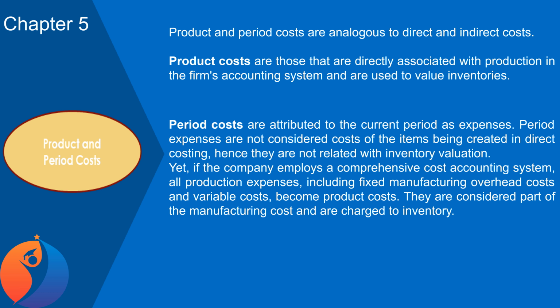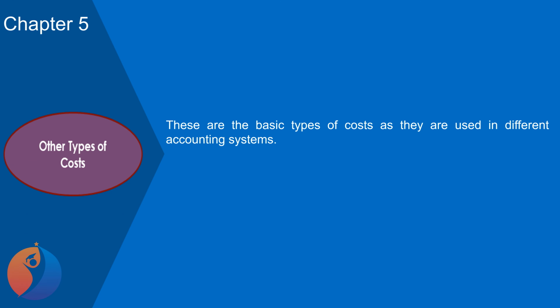Period expenses are not considered costs of the items being created in direct costing, hence they are not related with inventory valuation. Yet, if the company employs a comprehensive cost accounting system, all production expenses, including fixed manufacturing overhead costs and variable costs, become product costs. They are considered part of the manufacturing cost and are charged to inventory. Other types of costs. These are the basic types of costs as they are used in different accounting systems.